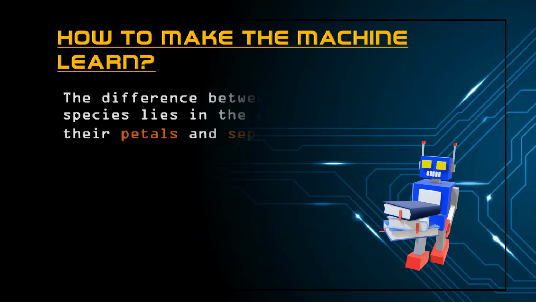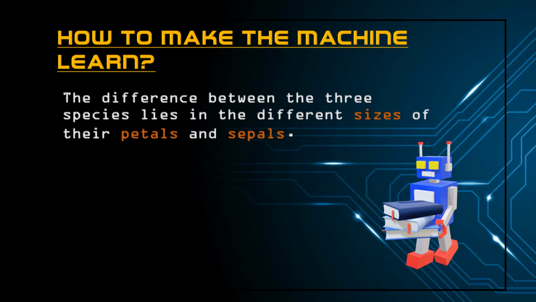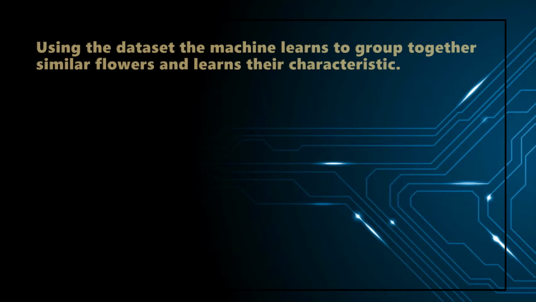The difference between the 3 species lies in the different sizes of their petals and sepals. We make our machine learn this difference using a dataset containing the length and width of sepals and petals. Using the dataset, the machine learns to group together similar flowers and learns their characteristic.